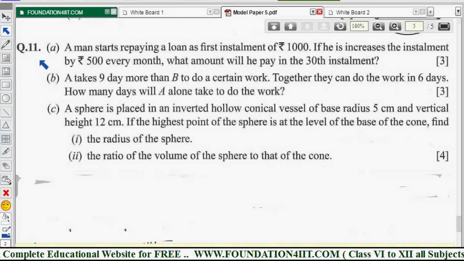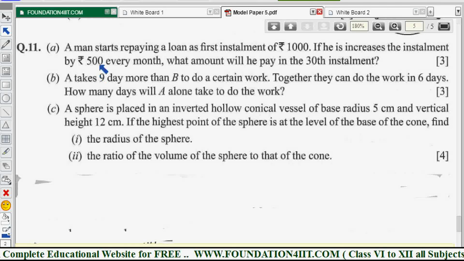So let us see the last question from this paper. Question number 11. Here is the first one from progressions. A man starts repaying a loan with a first installment of 1000. If he is increasing the installment by 500 every month, what amount will he pay in the 38th installment? Okay, the first installment is 1000, and every installment is increasing by 500.